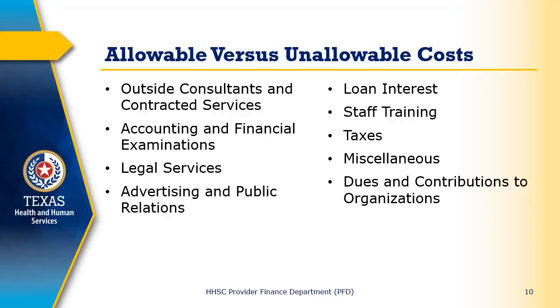compliance. Other areas of focus include advertising and public relations, and the treatment of loan interest and staff training expenses in financial reports. Lastly, we will address the classification of taxes, miscellaneous expenses, and dues and contributions to organizations to ensure proper adherence to funding regulations. Let's begin with our first example of allowable versus unallowable costs with outside consultants and contracted services.